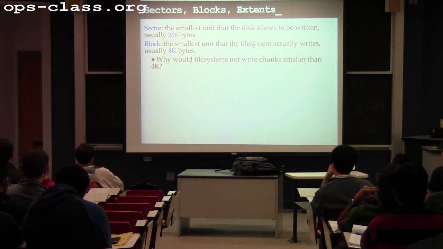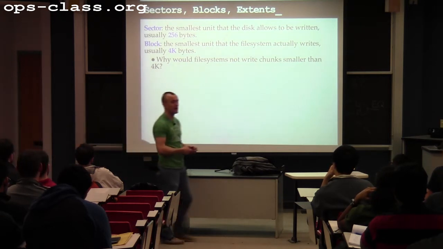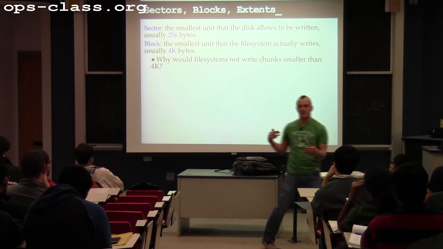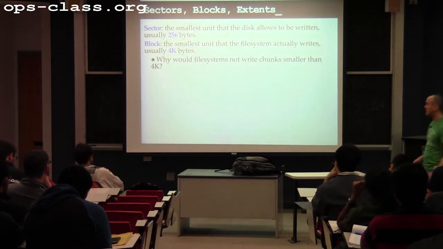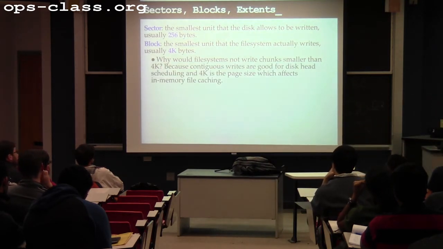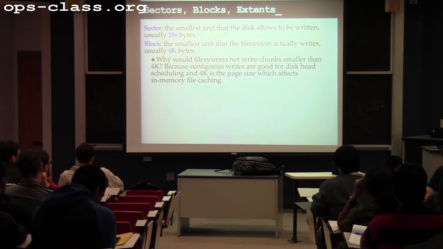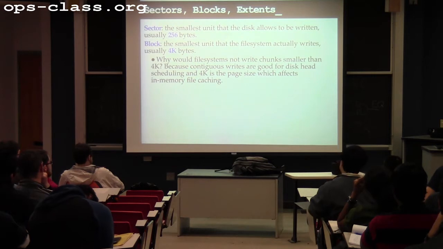Yeah, so my blocks are going to be composed of 8 contiguous sectors, right? If I give the disk a block of contiguous work to do, that will be helpful. And contiguous writes are good for disk scheduling. It makes it easy because all of those sectors are located right next to each other on the disk. So I can give the disk 4K to write. It can find the right spot where the first sector starts and then go bloop, bloop, bloop, write everything out all at once, right? The other reason is that 4K is the page size, right?